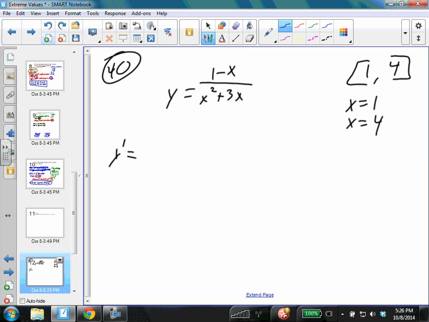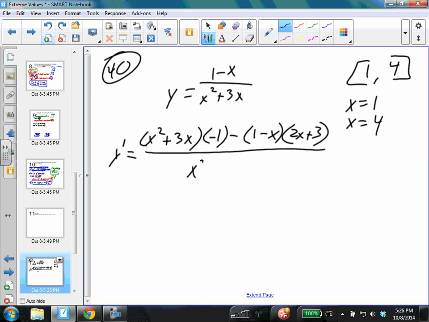And this derivative does require a quotient rule, so we'll do low. D high is negative 1 in this case. Minus high, well, that's 1 minus x. D low, that's 2x plus 3. All over low squared, so x squared plus 3x, squared. And now I'm going to simplify this thing down. Okay, it's going to make it a whole lot easier for me later if I go ahead and simplify it.